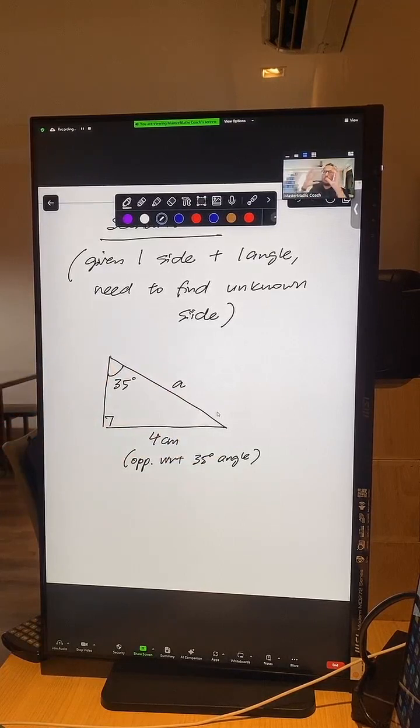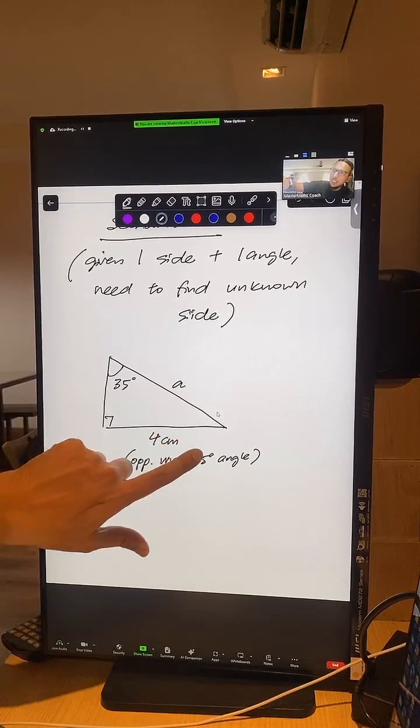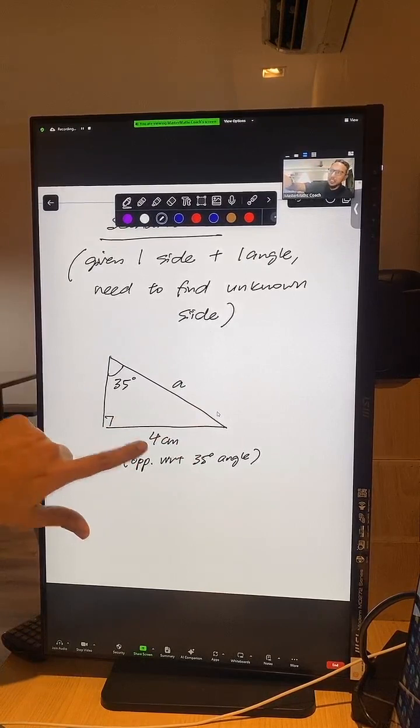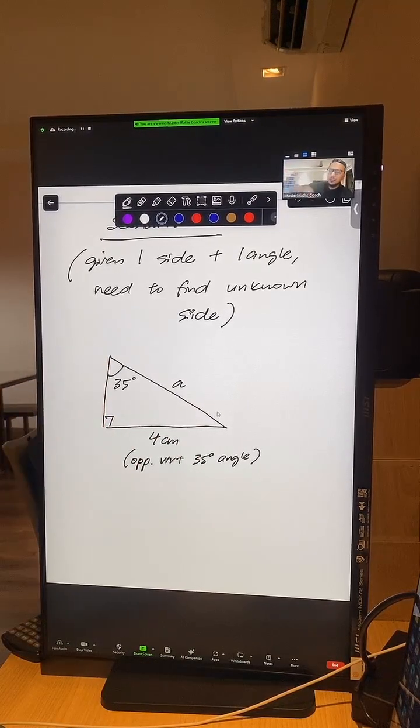So always remember, when we talk about right angle triangles, there are three sides. There's the hypotenuse, which is the longer side. There's the opposite and the adjacent. Opposite, adjacent, it depends on what angle you're talking about. If you're talking about this angle, this is the opposite side. If you're talking about this angle over here, this will be the opposite side. So be very clear. This is the opposite side. For this same angle, this will be the adjacent side. Okay guys? So now, we want to find side A.